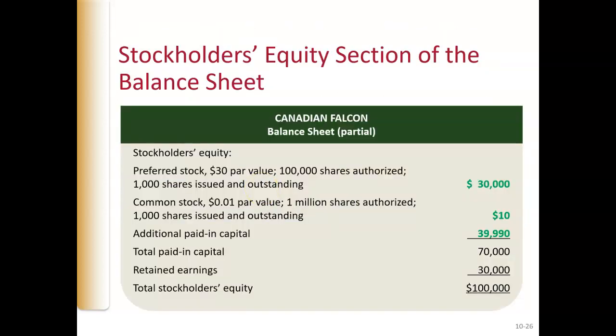As you see here for Canadian Falcon, you see in the stockholders' equity section how they break down. They separate out the preferred stock from the common stock. So the preferred stock at par value is put here as an entry to preferred stock. The common stock at par value is put here. And then for both, everything issued above and beyond the par value gets combined into this additional paid-in capital. Okay?